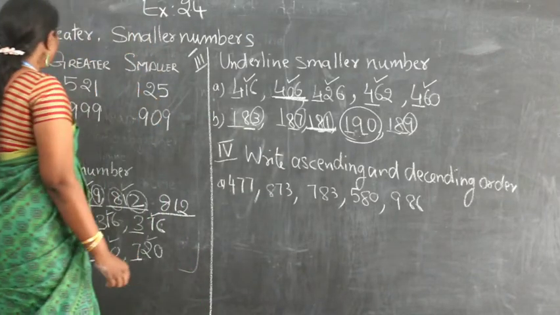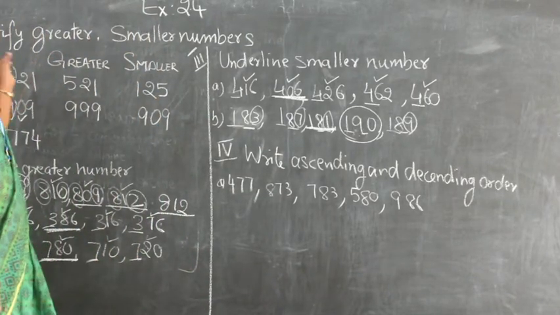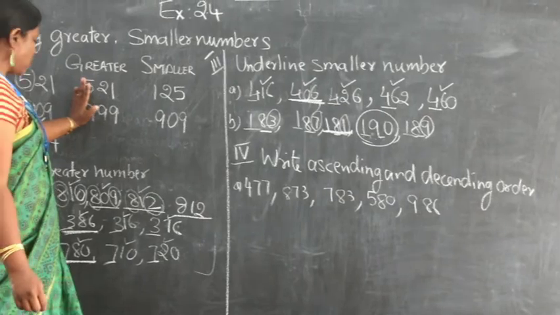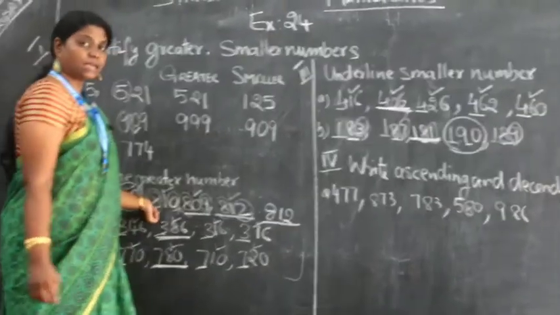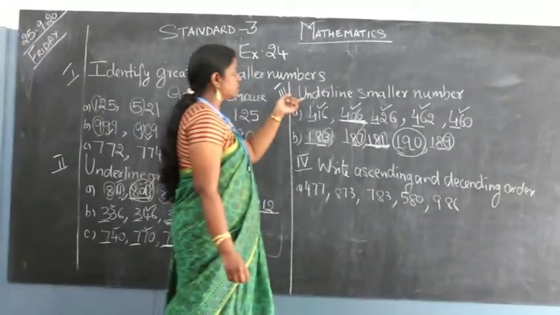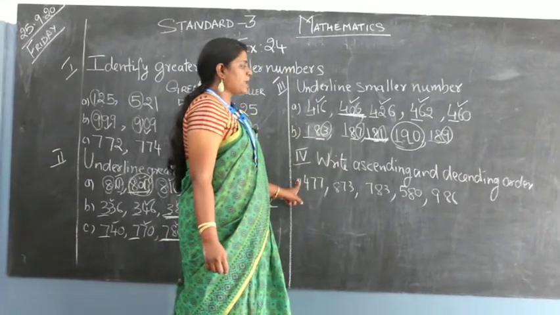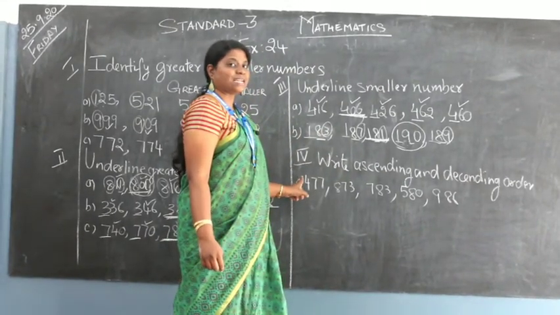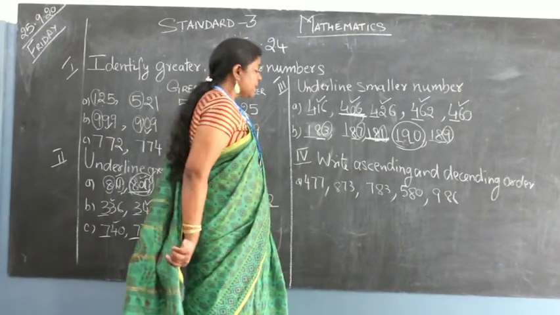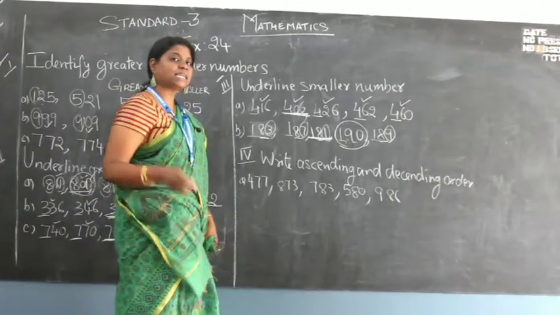Okay, so what we learned is to differentiate between 2 numbers, which is greater, which is smaller. Then we learned to underline the greater number. Now we have learned to underline the smaller number. Now with one example I am going to show you ascending and descending order. So what is ascending and descending?